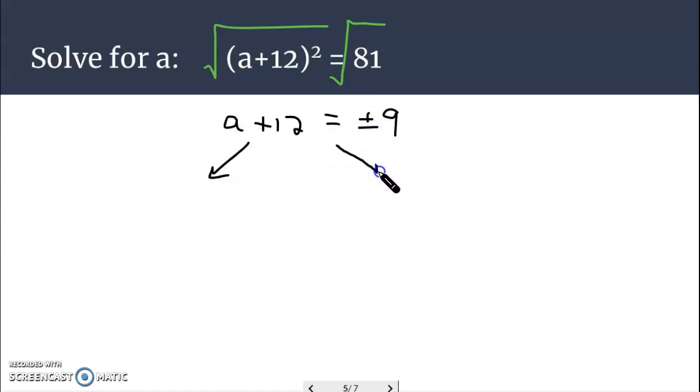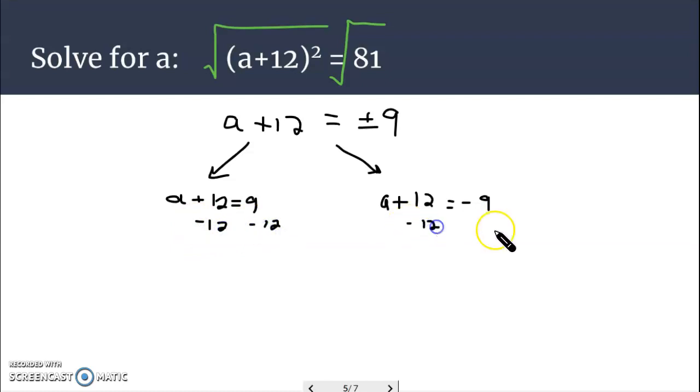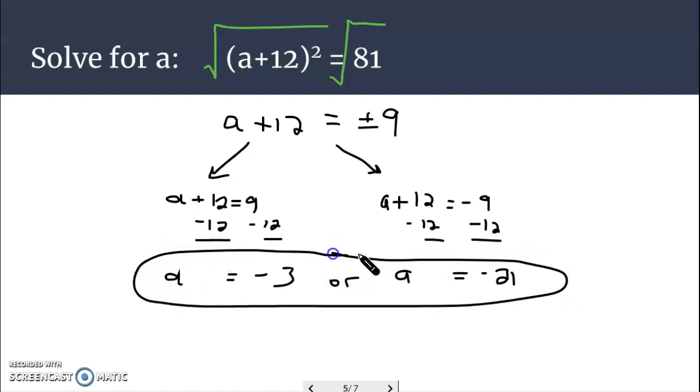When you have a situation like this, break it into two mini equations. A plus 12 can equal 9, or a plus 12 can equal negative 9. I'm going to take away 12 from both sides on both equations. Here, this a equals negative 3. Here, this a equals negative 21. A equals negative 3, or a equals negative 21.